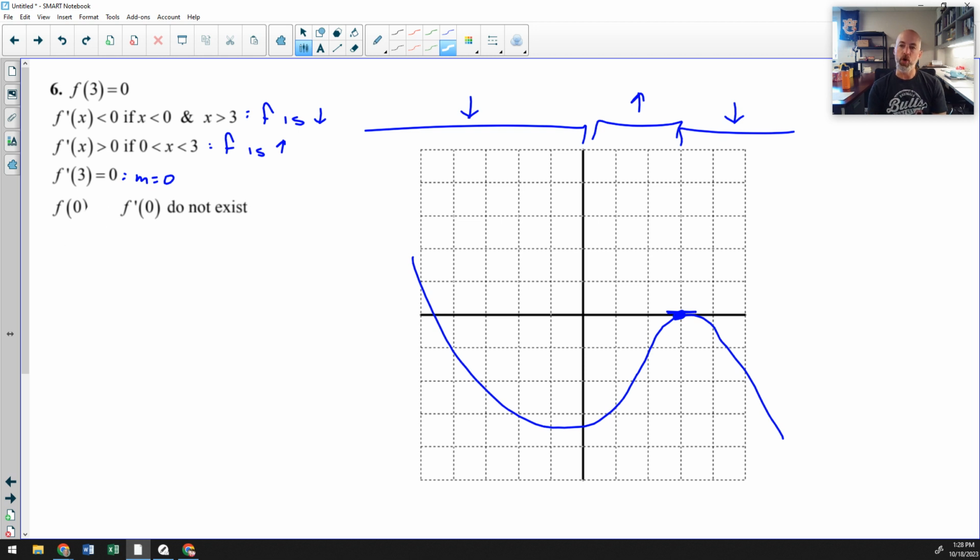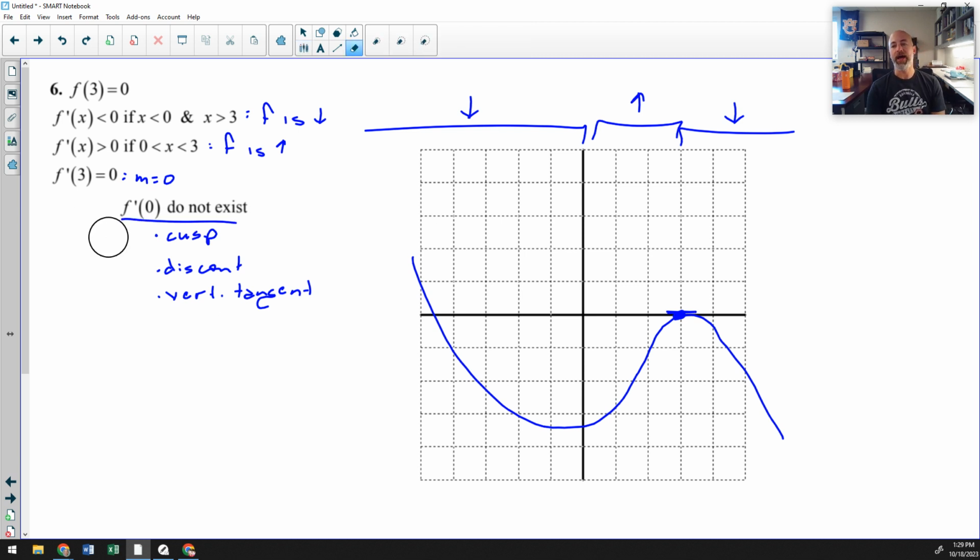However, if it's only f prime does not exist, now we have some options. If that's all you know, your options are we could have a cusp, we could have a discontinuity, or we could have a vertical tangent. The vertical tangent's pretty rare, but it is one you need to be aware of. So those are the three options if only your derivative does not exist. However, since we know that the function does not exist as well, that eliminates the cusp and the vertical tangent option, and there must be a discontinuity.